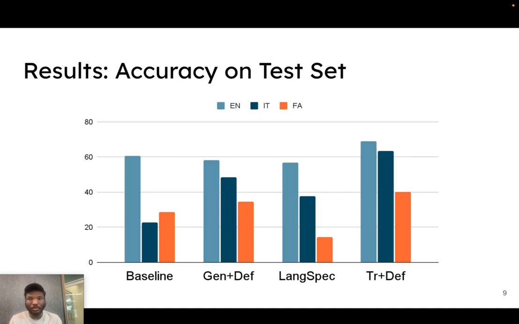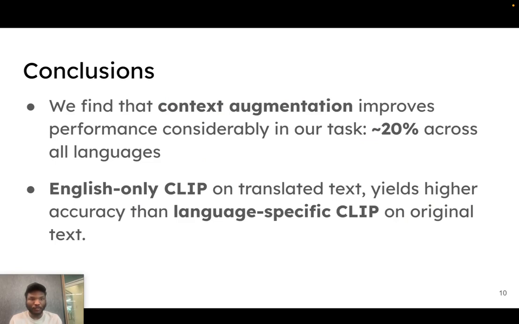So, on to our conclusions. First, we find that context augmentation improves performance considerably in our task, an average of 20% across our languages, English, Farsi, and Italian. And secondly, as we alluded to just a few moments ago, English-only CLIP on translated text, with all the inherent error with that, yields higher accuracy than language-specific CLIP on original text. And I think that's very interesting and suggests that more work needs to be done to overcome the English bias that is creeping into vision language tasks.